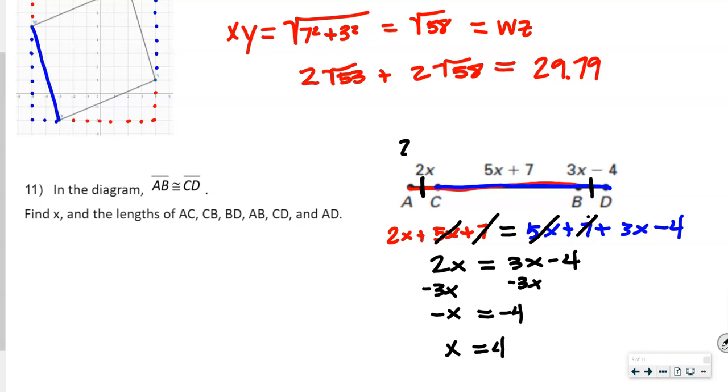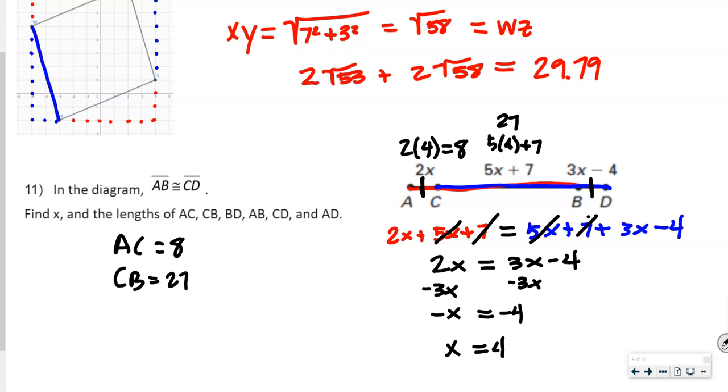So then what is 2 times 4? That's equal to 8 right there for AC. So AC equals 8. Okay, then we do 5 times 4, that's 20 plus 7, so that's what? 27. So that means CB is equal to 27. And then 3 times 4, that's 12, minus 4 is also 8, right? And we thought that that should have been 8 anyway, so CB is equal to 8.